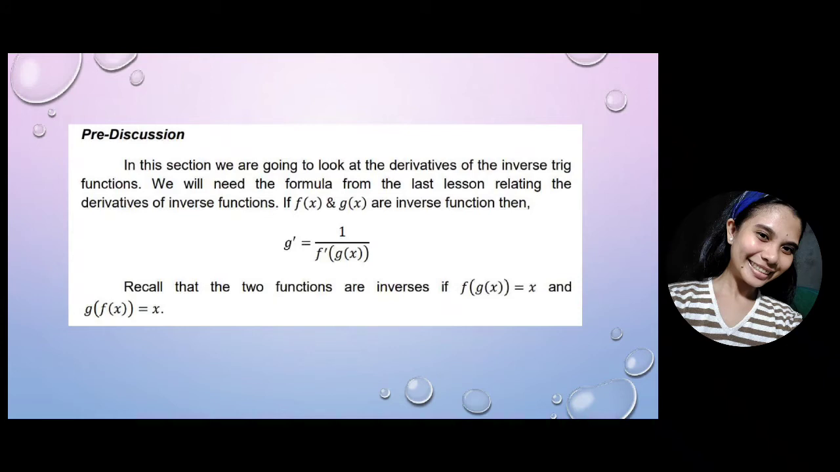In this section, we are going to look at the derivatives of the inverse trigonometric functions. We will need the formula from the last lesson relating to the derivatives of inverse functions. So, if f of x and g of x are inverse functions, then g prime of x is equal to 1 over f prime of g of x. Recall that the two functions are inverses if f of g of x is equal to x and g of f of x is equal to x.